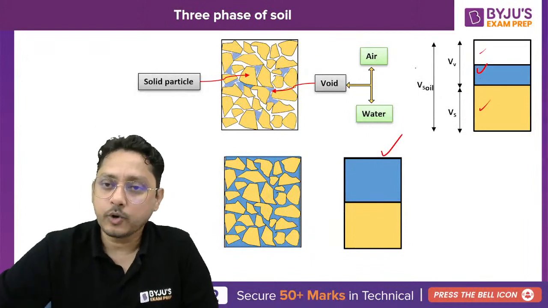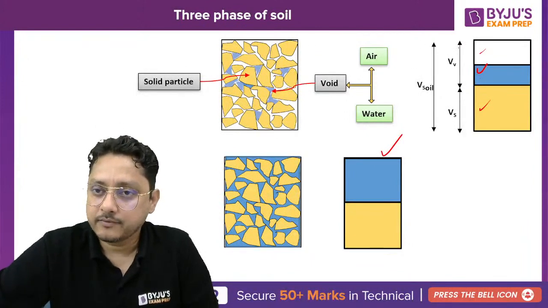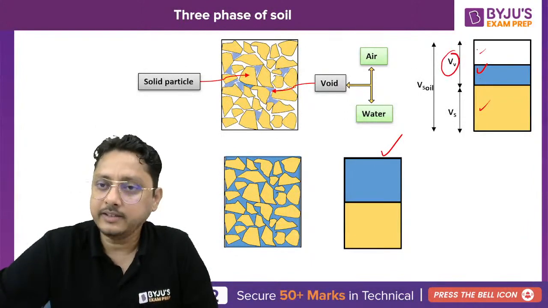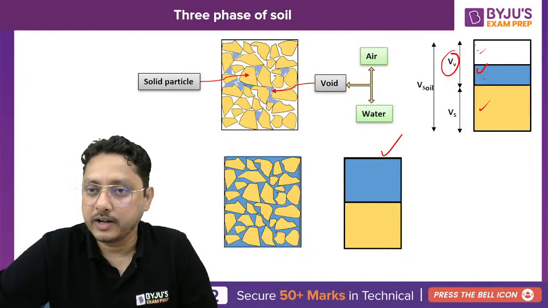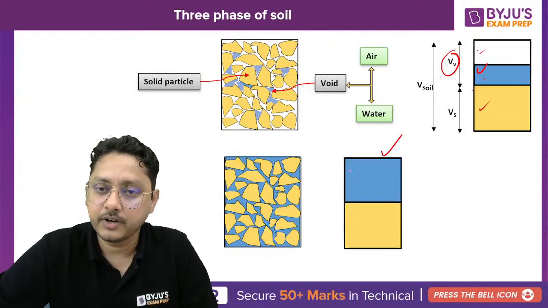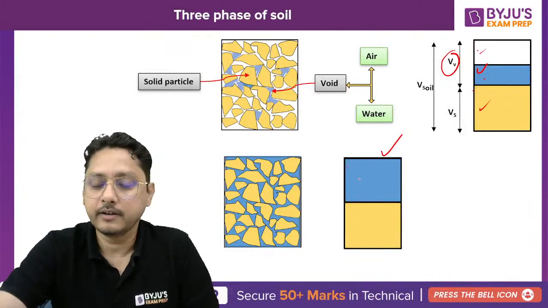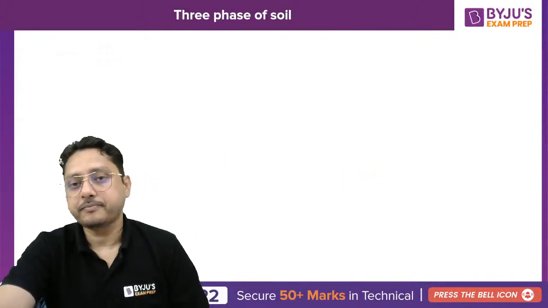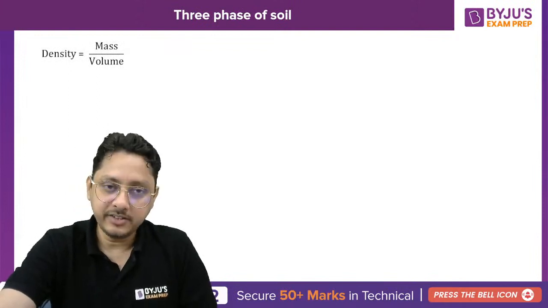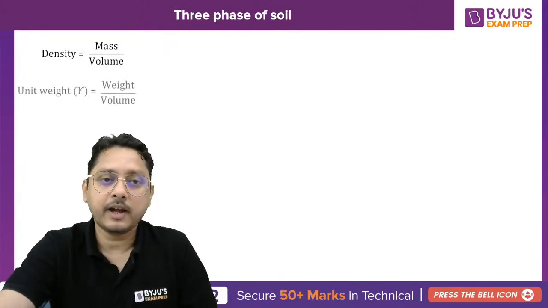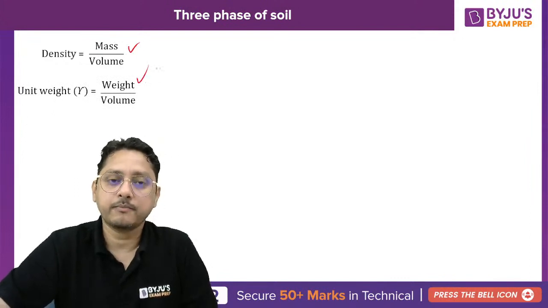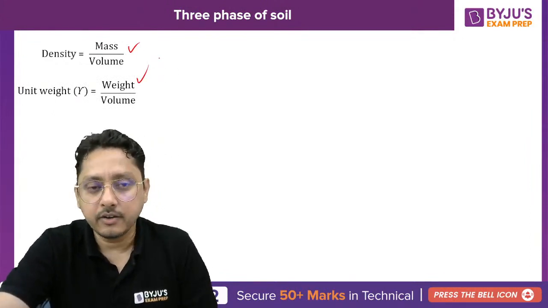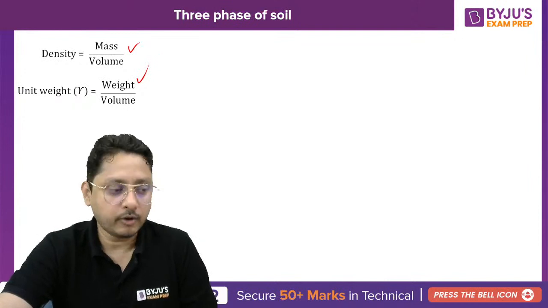So the volume of the void will either be filled with air and water, or completely with air only, or maybe completely filled with water, right? Now, as you know, density is nothing but mass by volume, and unit weight we call weight by volume, isn't it? Weight by volume. Now we will see the different unit weights or densities of the soil.